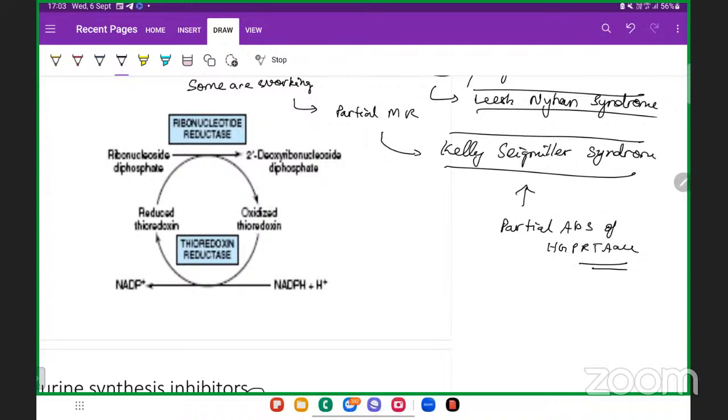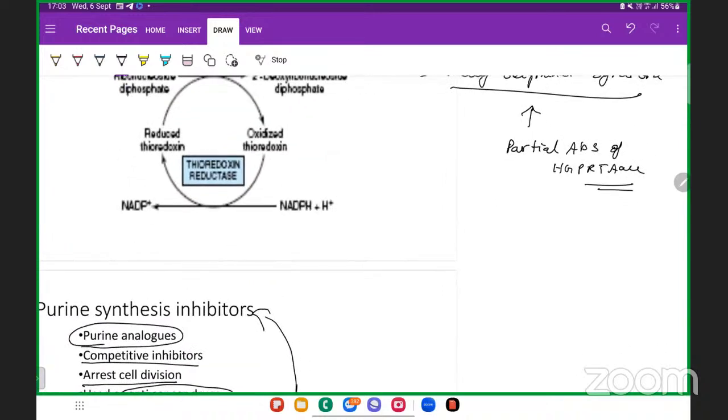You understood two things. Now the third important thing I wanted to tell you is severe combined immunodeficiency, SCID, severe combined immunodeficiency.